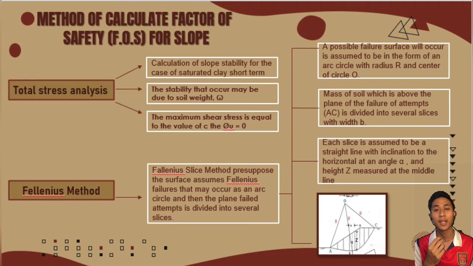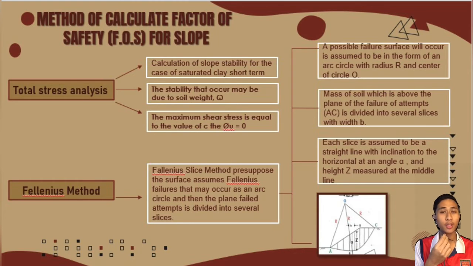Jadi, dalam pengiraan ini ada terdapat 3 kaedah untuk pengiraan factor of safety for slope. Jadi yang pertama ialah total stress analysis dan Taylor stability analysis, dan yang terakhir ialah failure slices method. Alright, let's go.